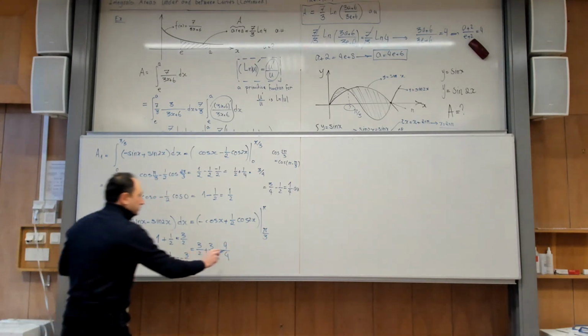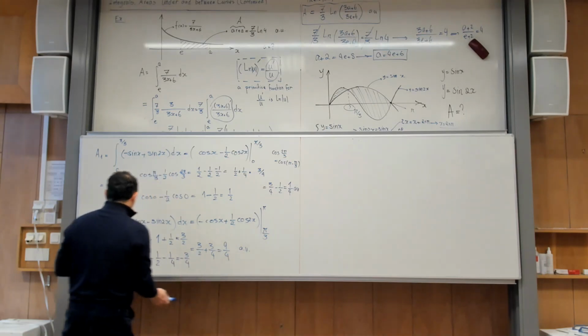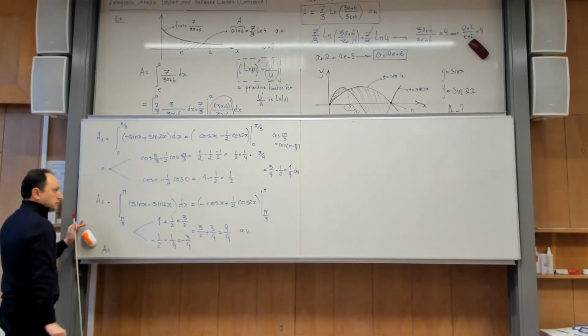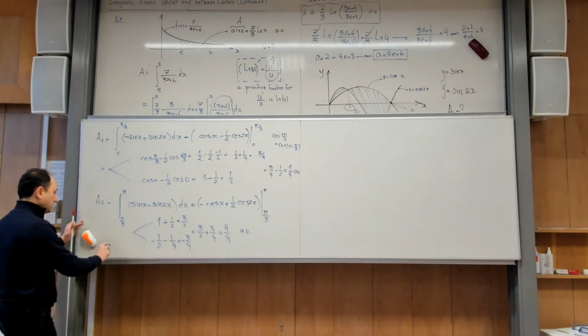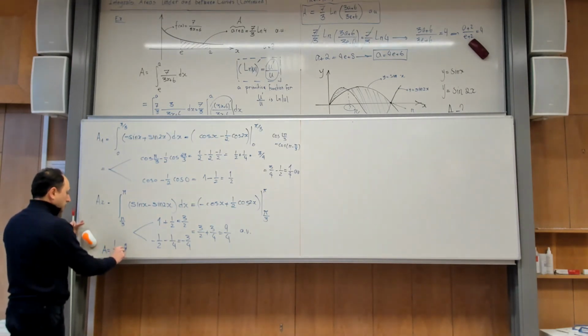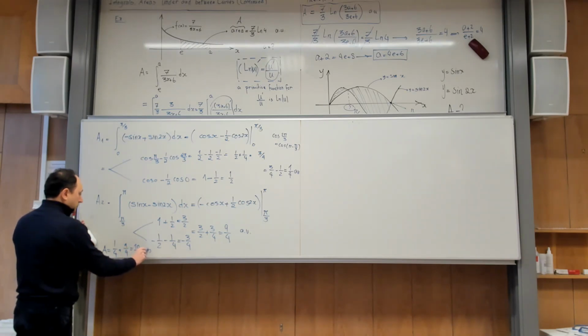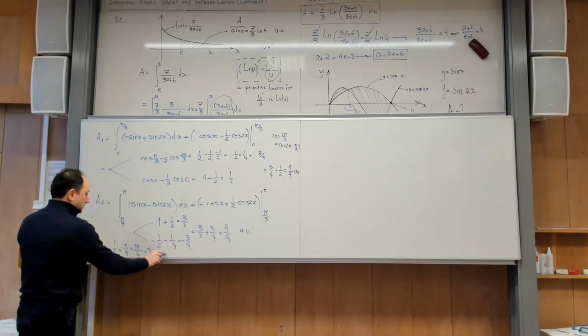Okay, so area units. And the total area is what? It is 1 over 4 plus 9 over 4, which is 10 over 4, which is 5 over 2 area units.